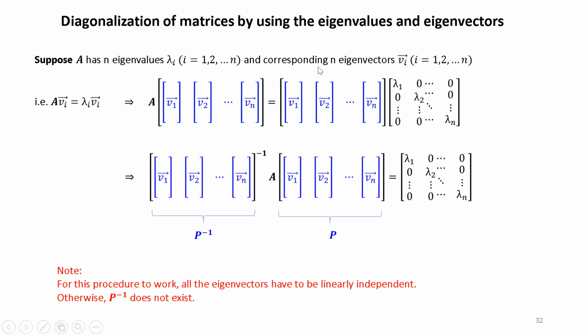And then similarly on the right hand side, I have the same matrix constructed by the n eigenvectors, multiplied by this diagonal matrix. Again, you can see that the diagonal elements are given by the eigenvalues. Then again, you put this back to the left hand side, so you see that P inverse A P equals this diagonal matrix.